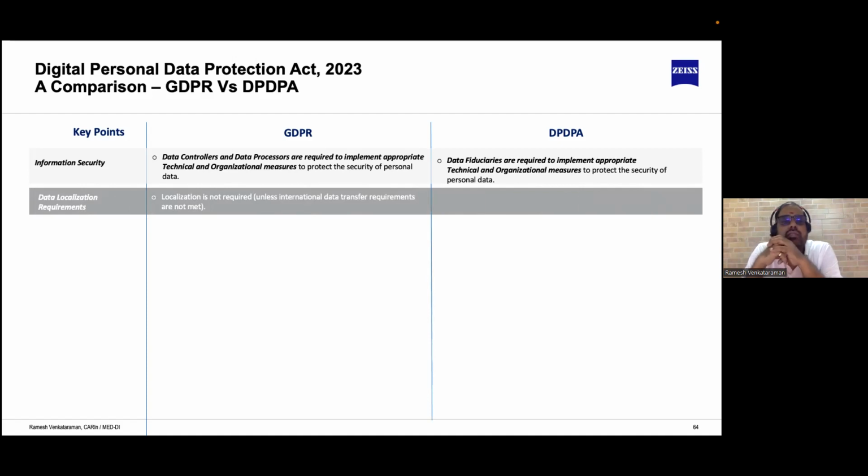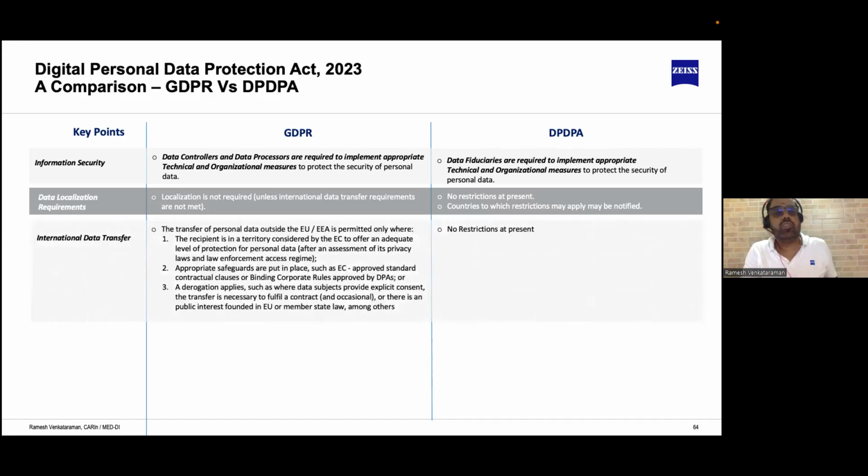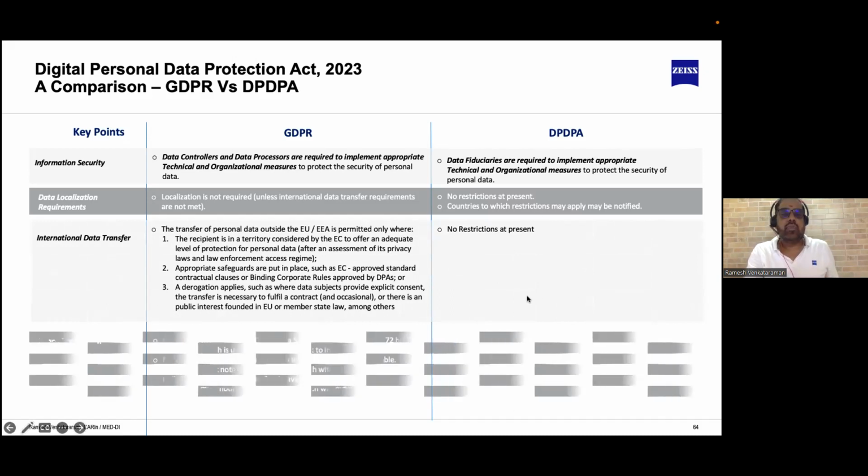Data localization requirements. Localization is not required in GDPR unless international data transfer requirements are not met. Here, no restrictions at present. In fact, on cross-border transfer, nothing has been identified as of date. They might come out with something like GDPR adequacy status or standard contractual clauses or binding corporate rules, etc., as applicable. But right now, countries to which restrictions may apply may be notified later. International data transfer is very, very stringent as part of the GDPR. Within that, how can they transfer the data? One is adequacy status, or you need to have binding corporate rules, or standard contractual clauses, all these things, wherein there are no restrictions at present as part of our law.